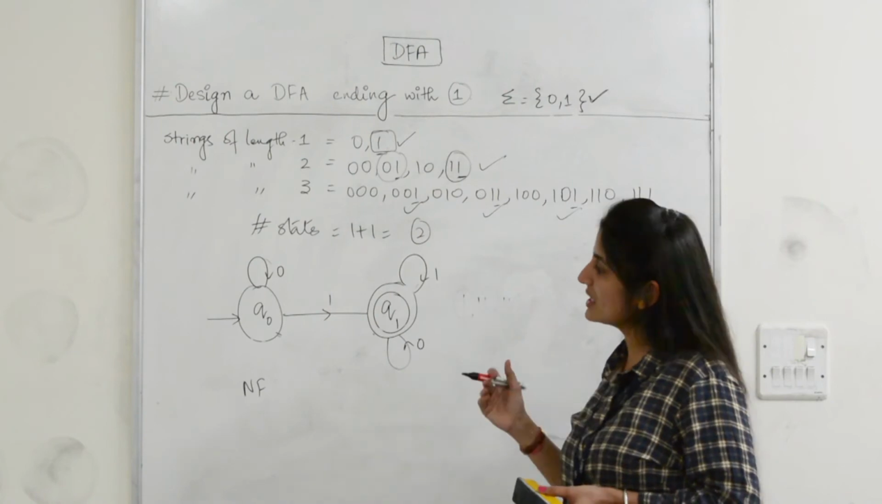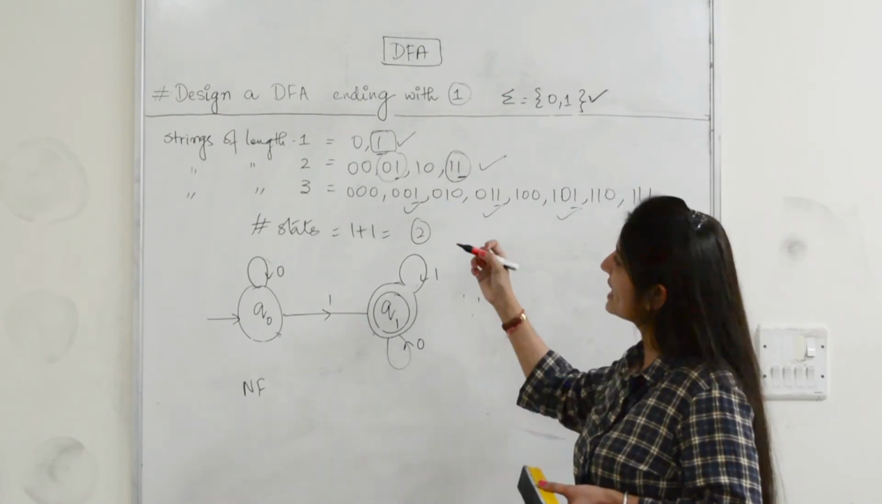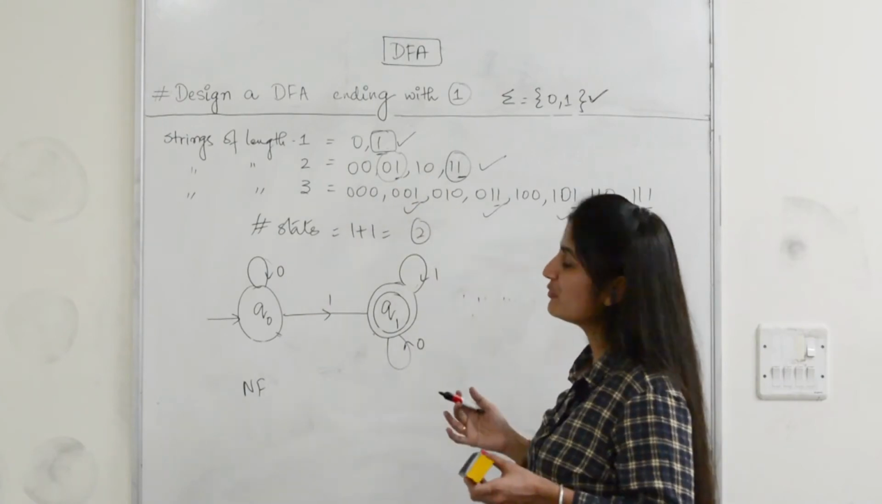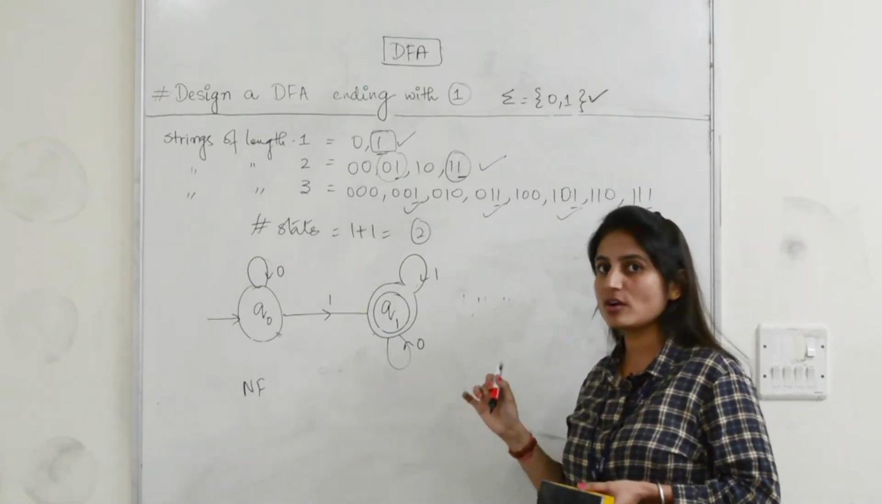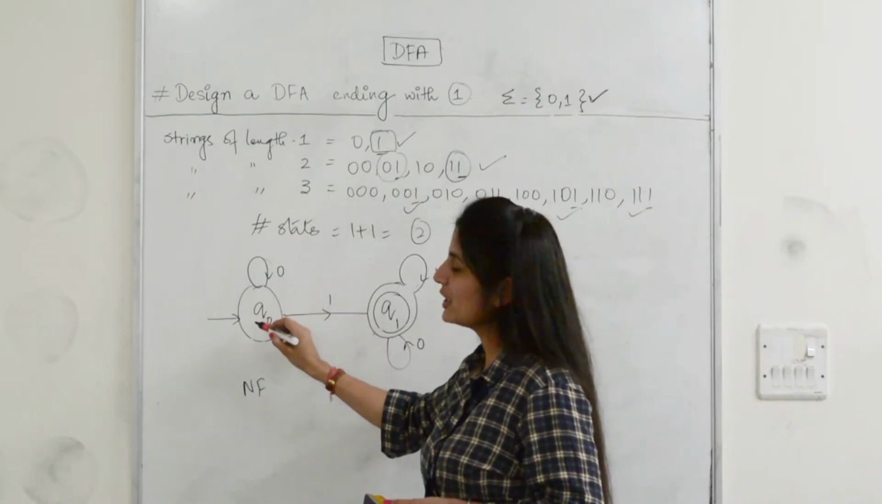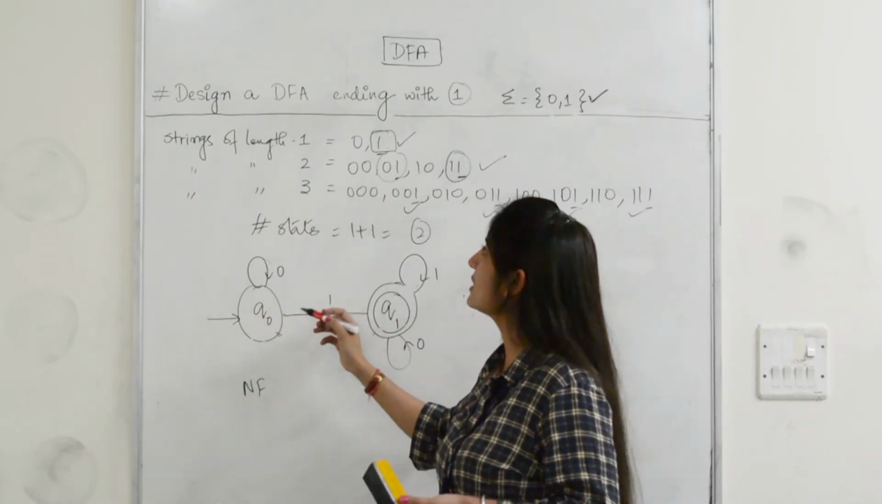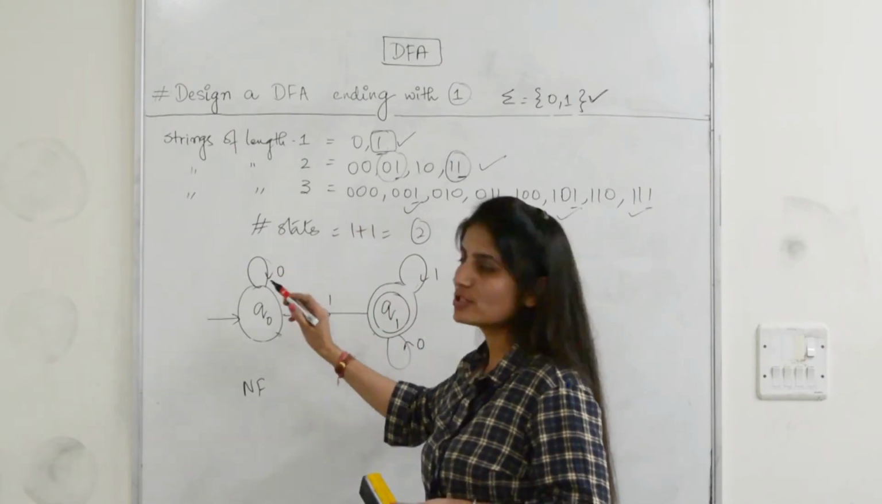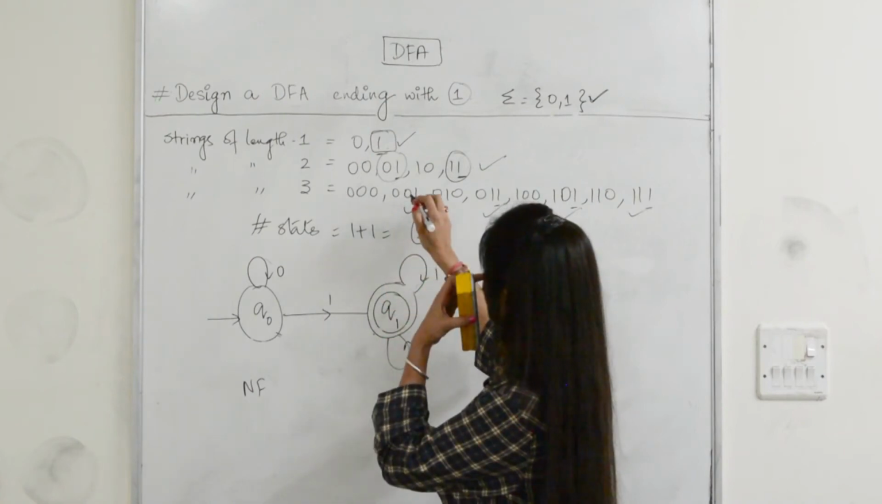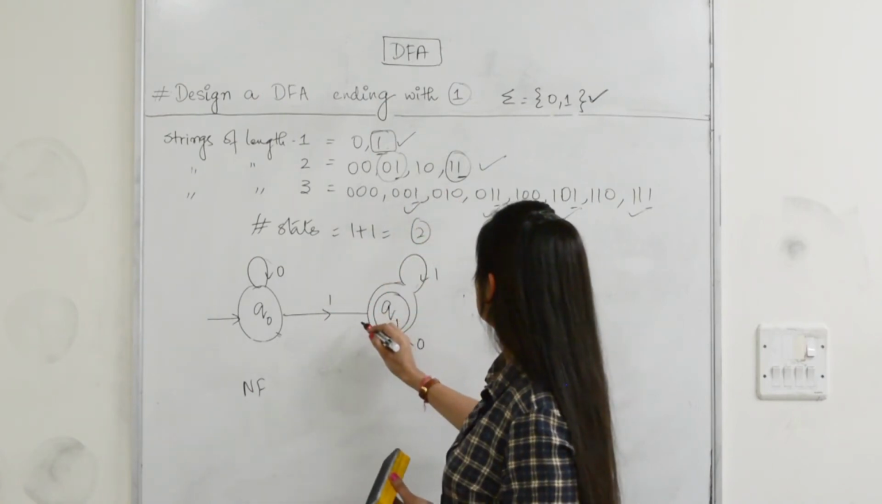And if I talk about the strings which do not need to be accepted, they are 0 and 00, 10 and the remaining strings. So we have to also verify whether these strings are not accepted. So 0, starting from the initial state and ending on the non-final state, it means 0 is not accepted. 00 is also not accepted. 1, 0, sorry, 1, 0.